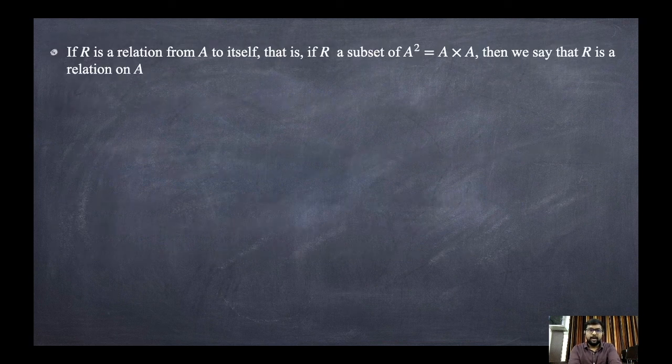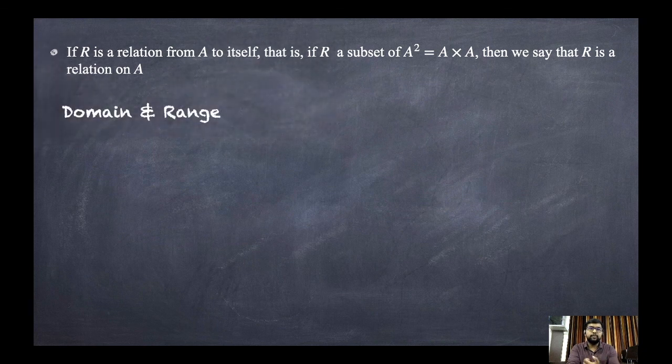Now, if R is a relation from A to itself, so that means the second set is the same as the first one, then R is a subset of A square. That means A cross A, because both sets are the same. Then we say that capital R is a relation on A.